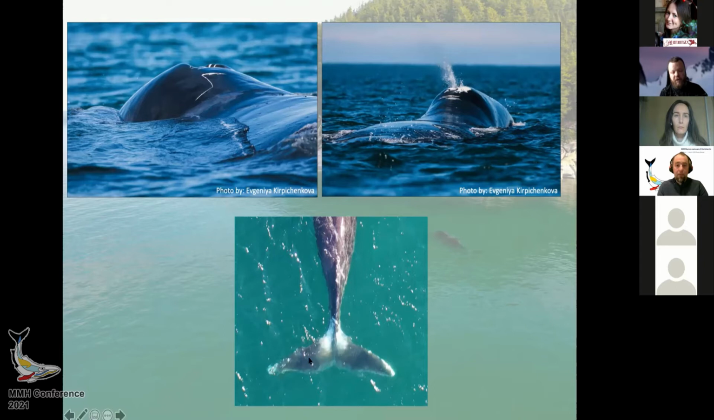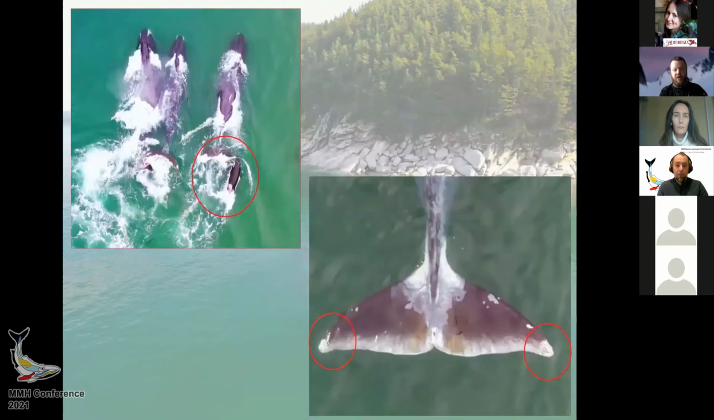Right, in the picture at the bottom, you see that on the tail there are different signs and scars. There are stains, and this diagonal scar on the tail can be caused by a killer whale, or it looks very much like entanglement. So this might be a sign of entanglement that was tied around the tail.